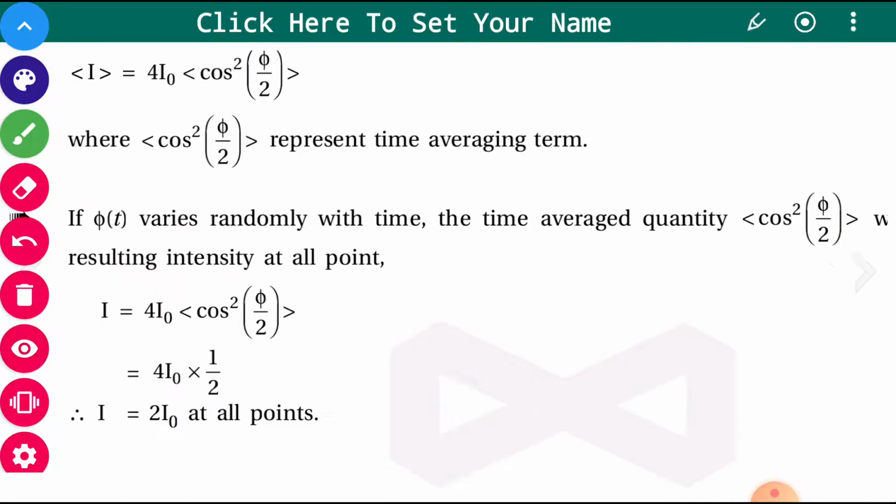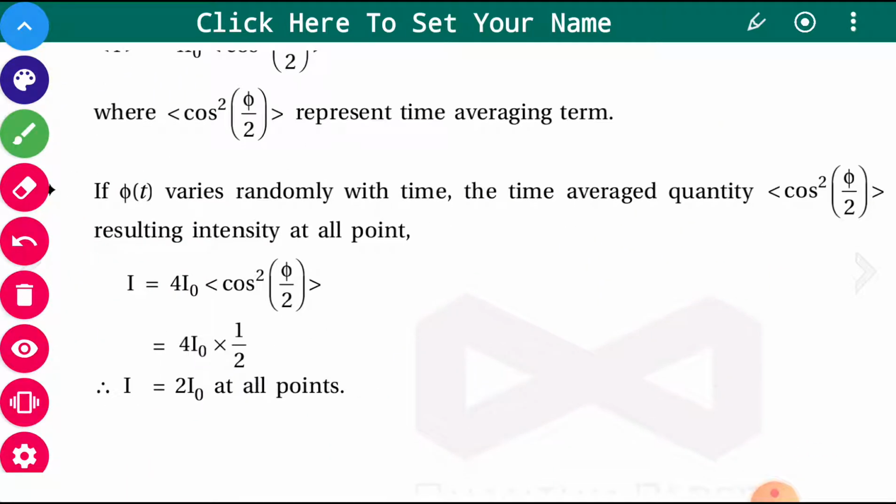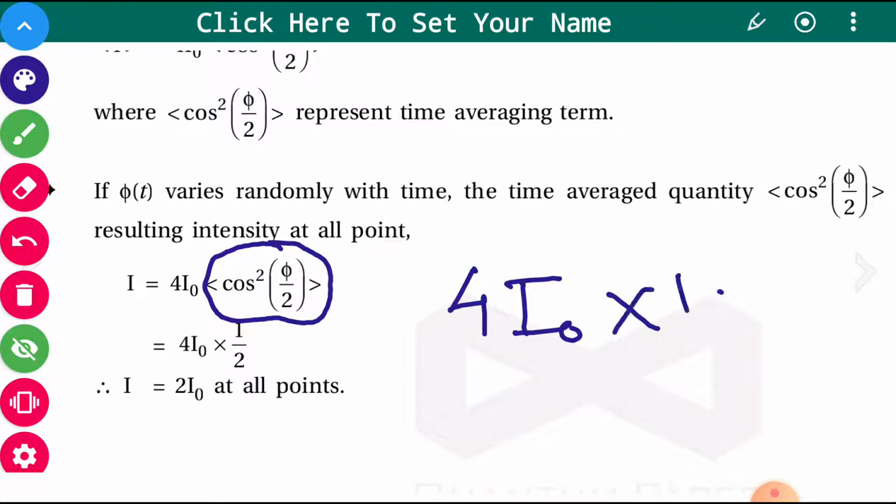And the resulting intensity at all points, because as you know that the average of cos square phi by 2 is 1 by 2, then what will happen, 4I0 into 1 by 2 will give you the average intensity as 2I0 at all points, okay.